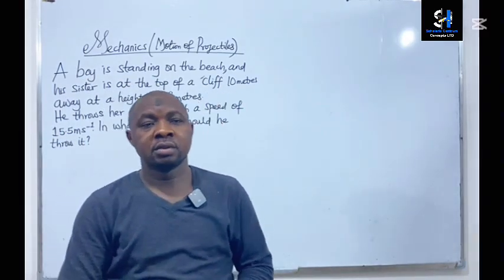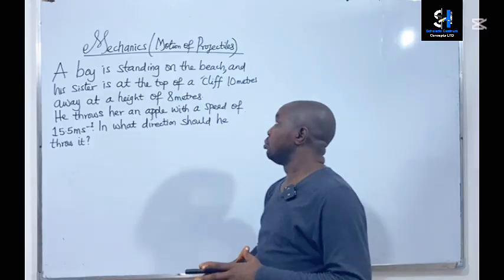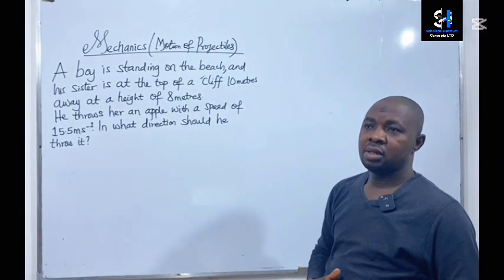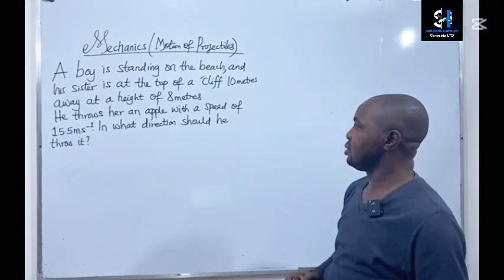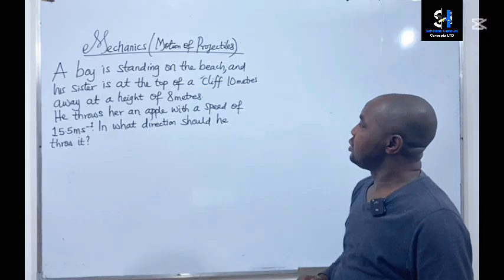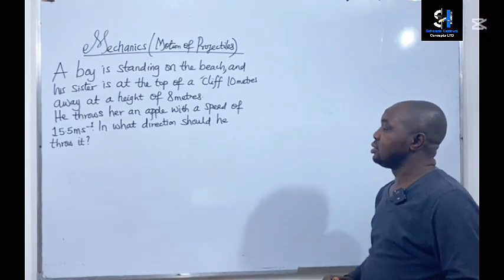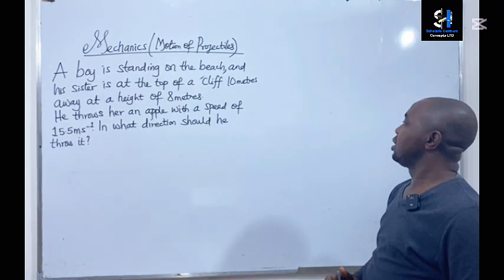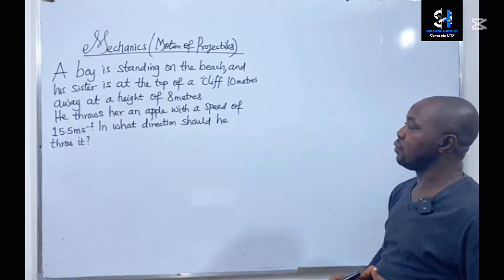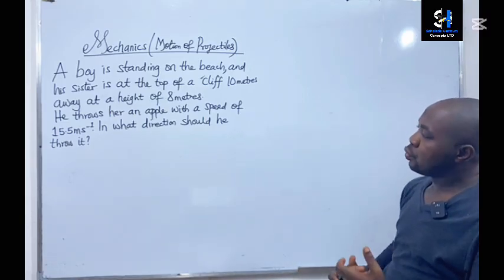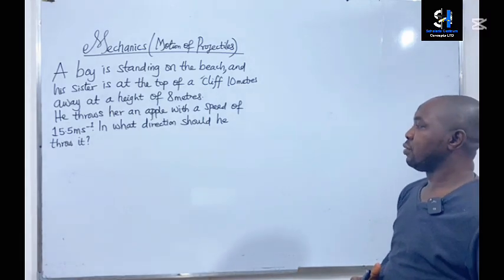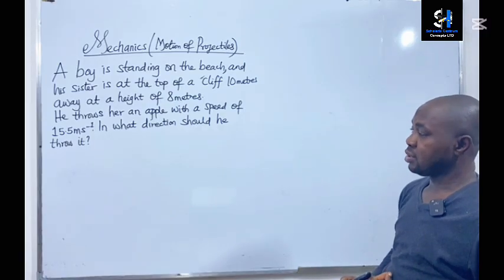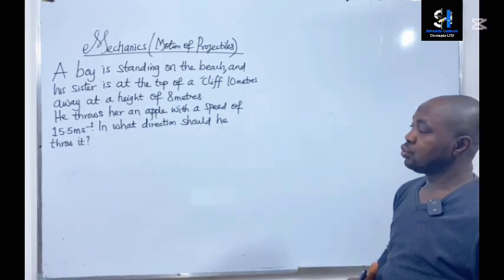Hello everyone. Another question on motion of projectile. I think this should be lesson 10. Yeah, lesson 10. A boy is standing on the beach and his sister is at the top of a cliff 10 meters away at a height of 8 meters. He throws her an apple with a speed of 15.5 meters per second. In what direction should he throw it?